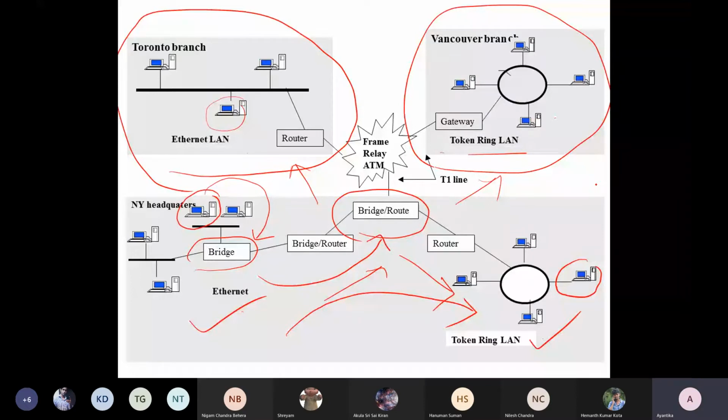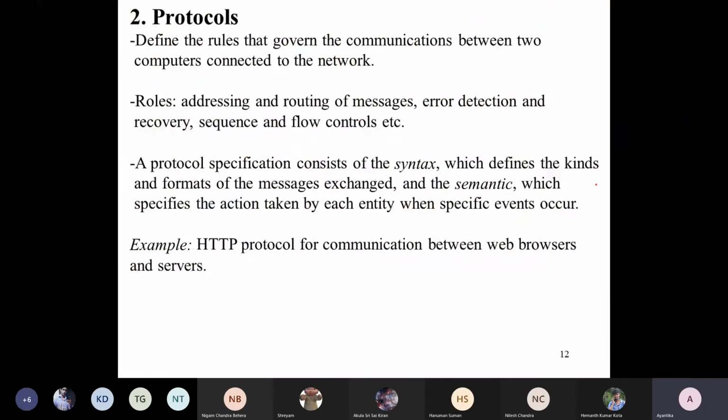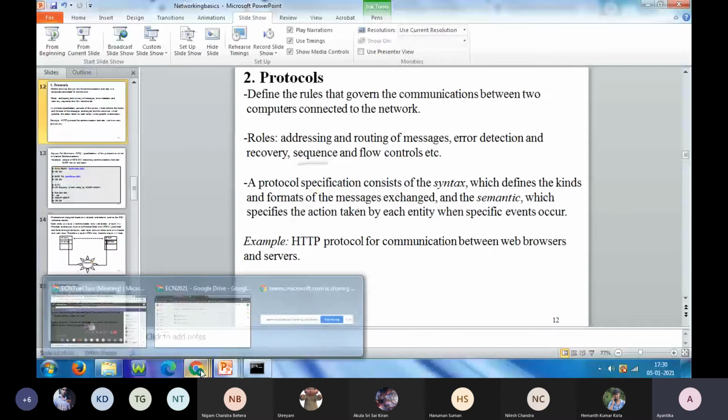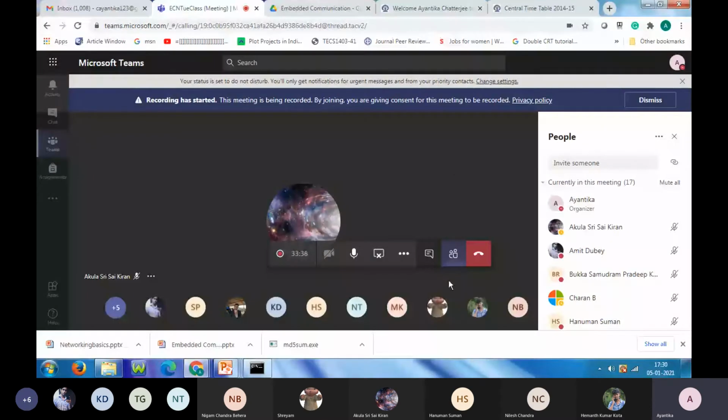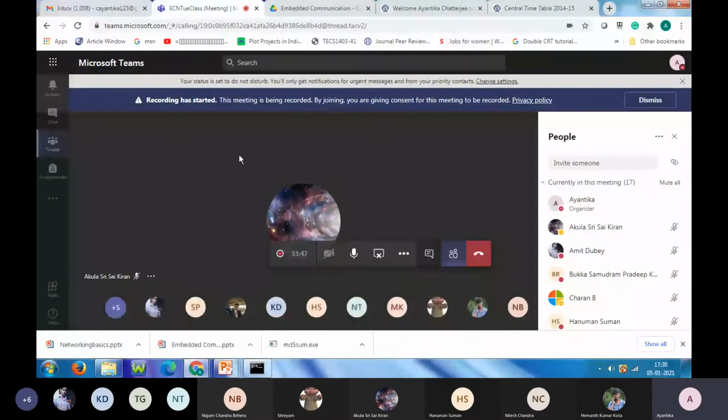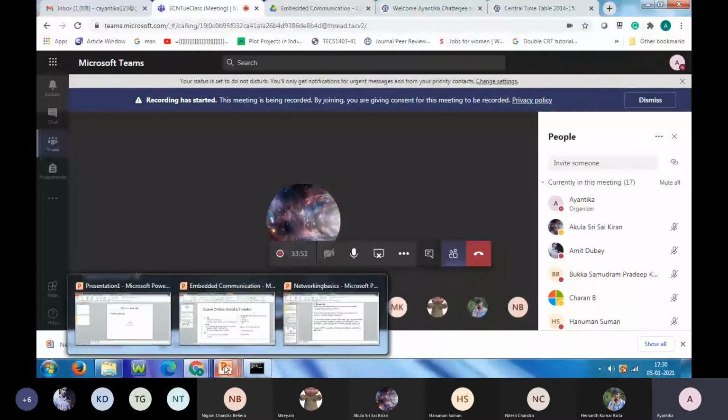Now we will start on what we understand by protocol. Is there any question up to this? Whatever I am talking about is a very basic concept of networking: what we are interested to do in networking and how things run in general communication.